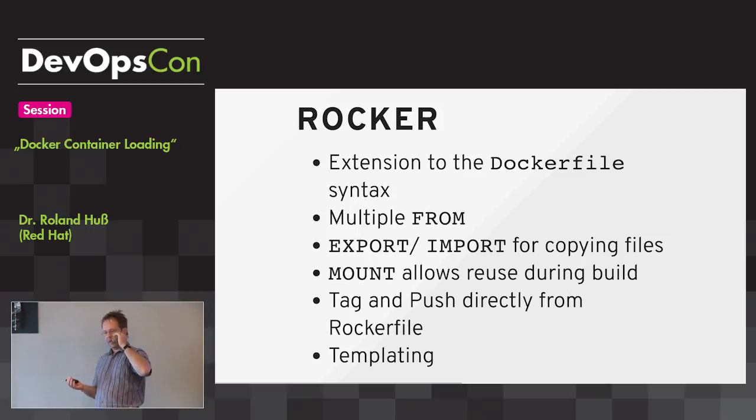So you can say the first image I build simply runs the Go compiler and creates a Go binary, and I want to have this Go binary copied over into the next image. So you have an export-import thing. Then you can also have a mount keyword for mounting certain things during build time.